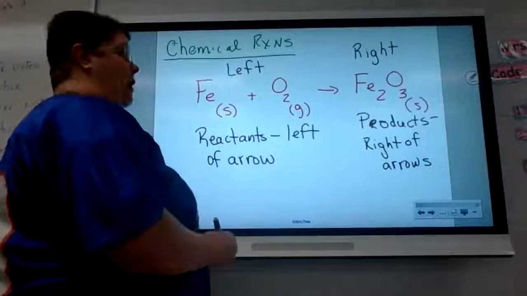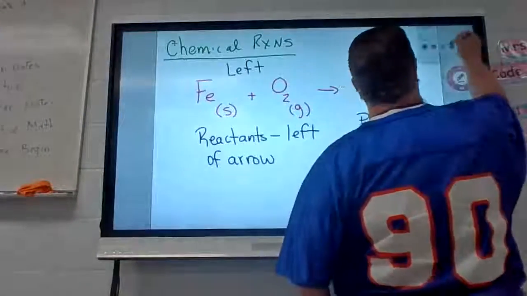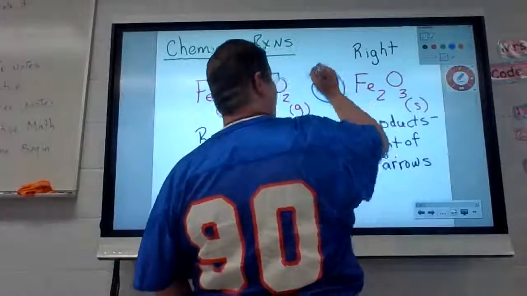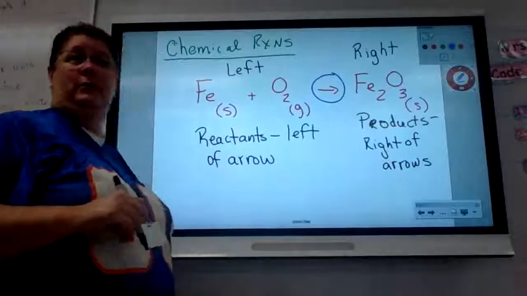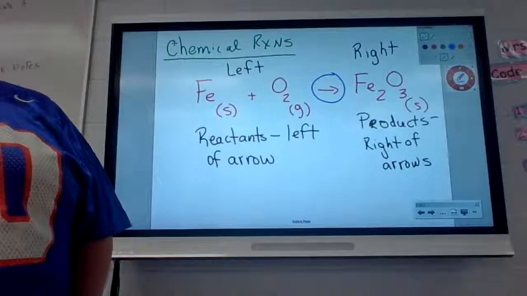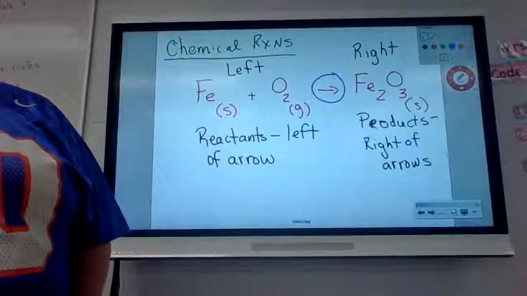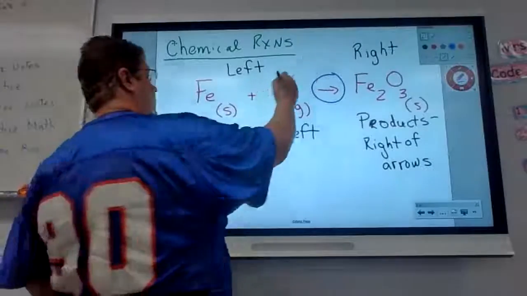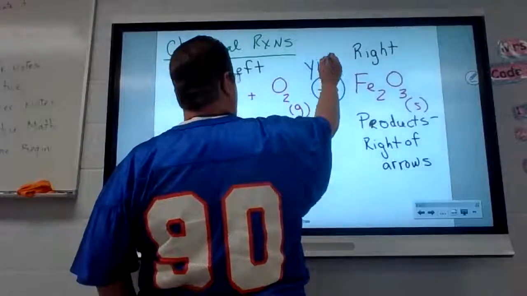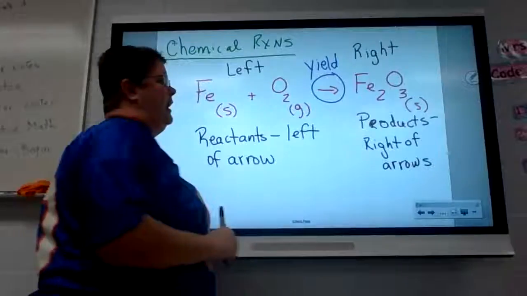Okay? Now, does anybody remember what the arrow itself is called? Most people remember that too from middle school. Starts with a Y. There you go. The arrow is called the yield. It's called the yield sign.